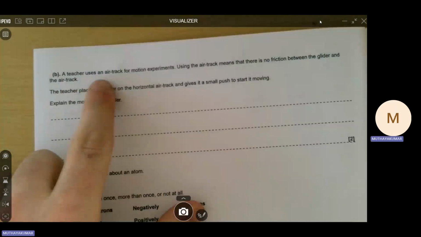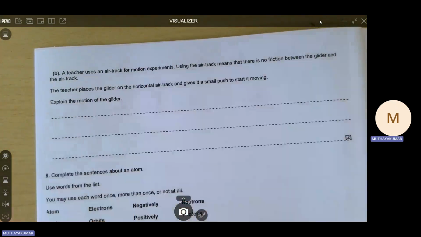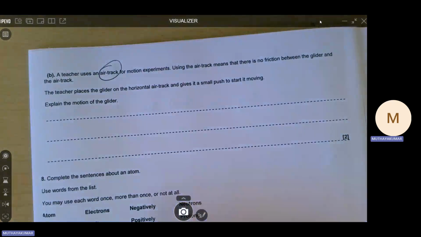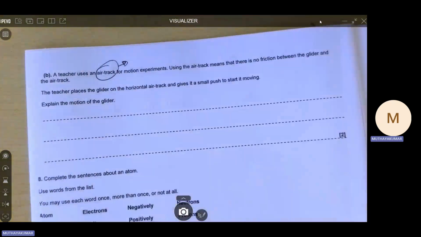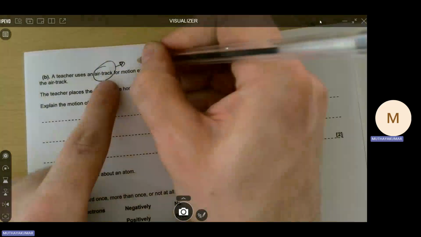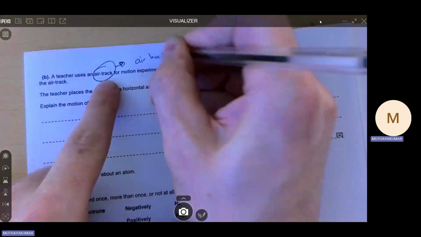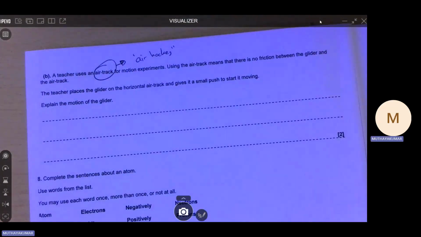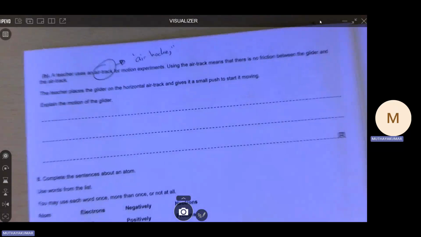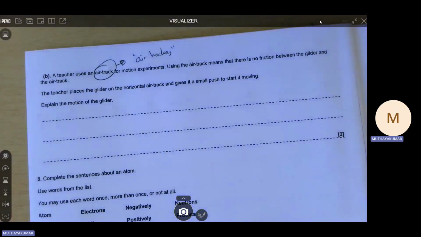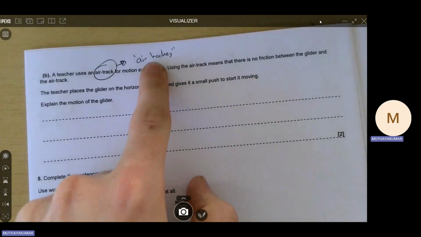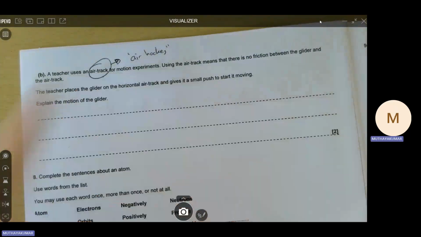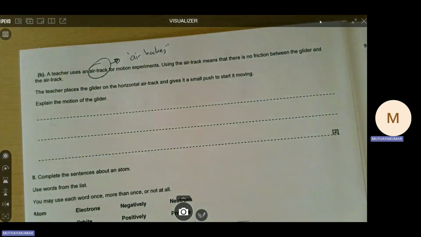So it says a teacher uses an air track for a motion experiment. So an air track, if you've ever been to an arcade or a cinema, you might have played air hockey, which is a game on a massive table with holes in it, and air is blown through the table, which makes the little disc float on a cushion of air. And when you hit that disc, it moves really quickly because there is very, very little friction. So it's basically like that, but instead of a big table, it's just a long, thin track.